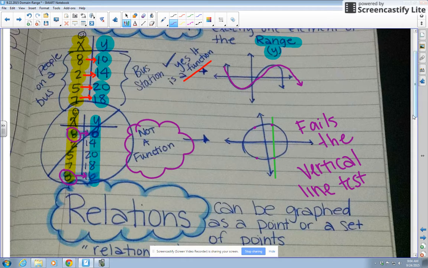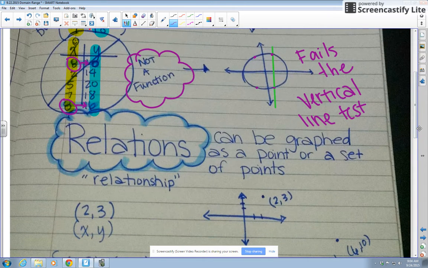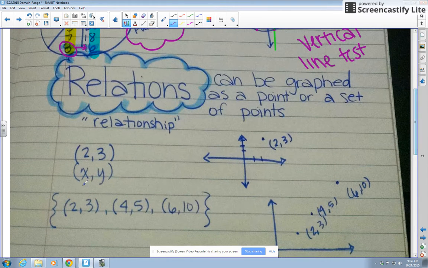And then we'll look at relations. A relation is or can be graphed as a point or a set of points. We can also think of relations as a relationship. We need the x and the y to have a pair. When we have the x and the y, we can graph it on the xy coordinates. And so that checks out. We're able to graph it.